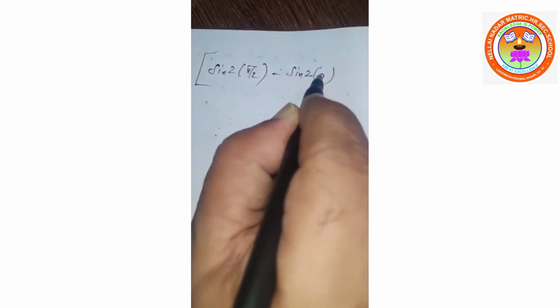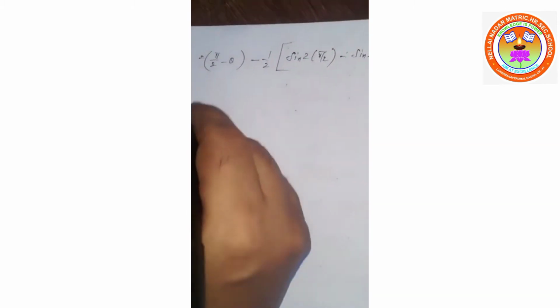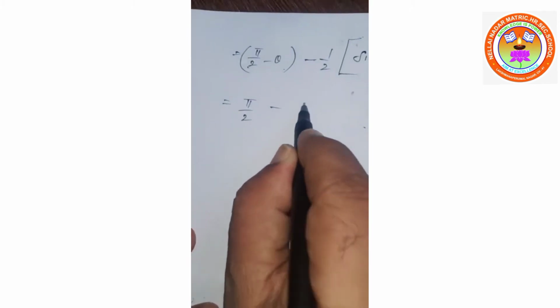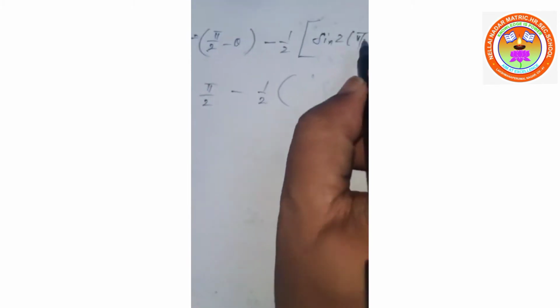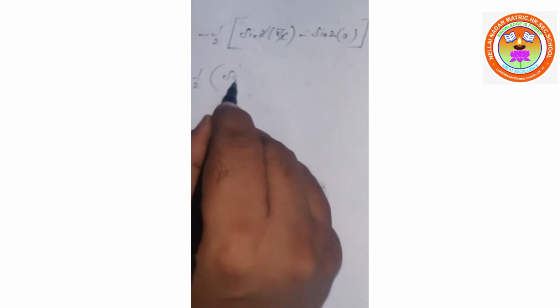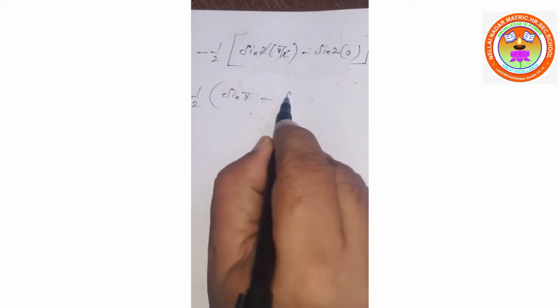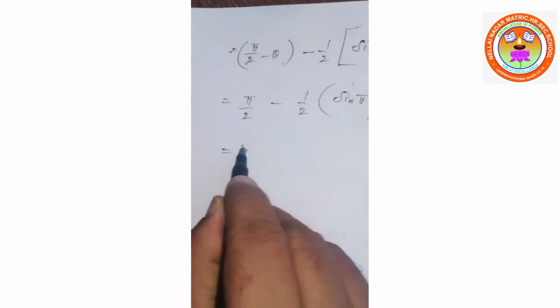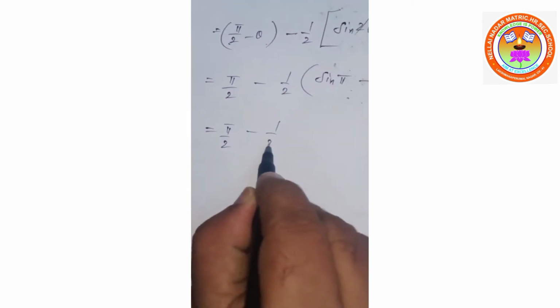What is the lower limit? 0. You have to simplify. Pi by 2 minus 0 equals pi by 2, minus half as it is. The 2 gets cancelled. Sin pi minus sin 2 into 0, 0. Pi by 2 minus half.